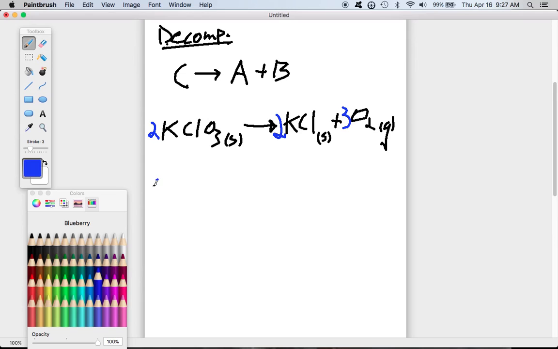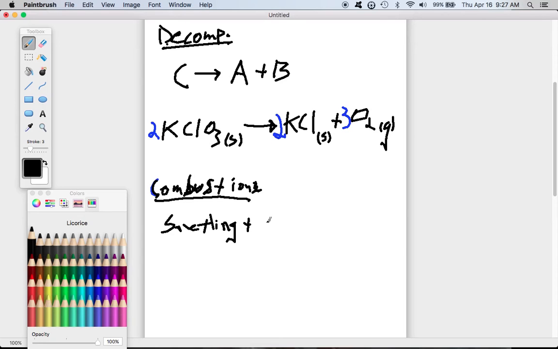Rolling right along. We have another one called combustion. Oops. Get my pen colors figured out. Combustion. Things combust. Pardon my penmanship. This is the freest software I could find. Combustion. Well, something, and some latency here, I apologize. Something plus typically oxygen makes fire. That is a combustion reaction.